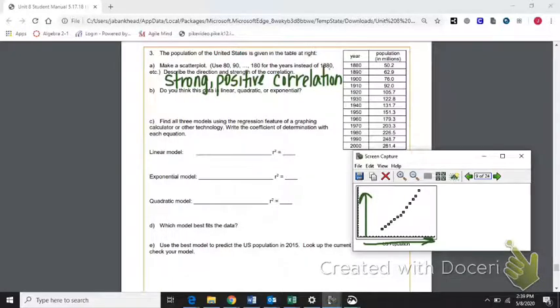In order to determine which of our functions best models our data, we must look at the regression models for linear, exponential, and quadratic and compare their coefficients of determination. I was able to use the graphing calculator as well to find each of our equations.